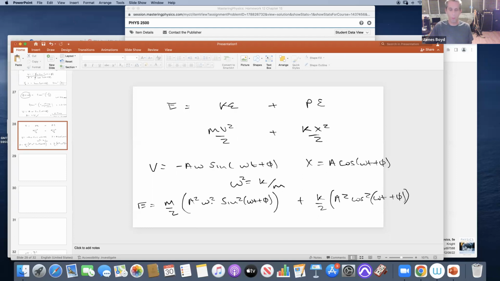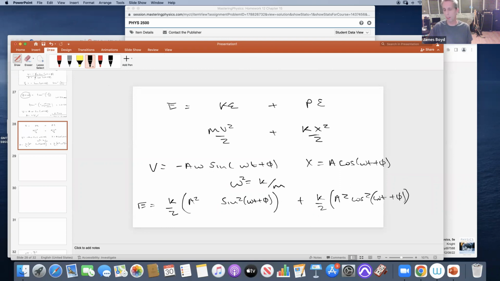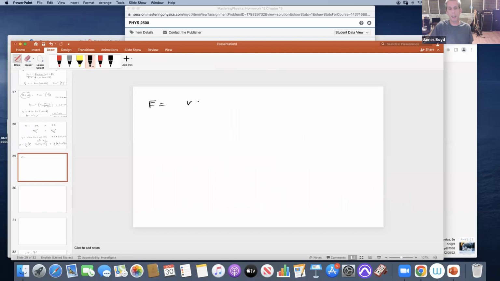And omega squared can be turned into k over m, so really this becomes k over 2 times A squared sine squared plus k over 2 A squared cos squared. But sine squared plus cos squared is 1. So the energy at any time is kA squared over 2.